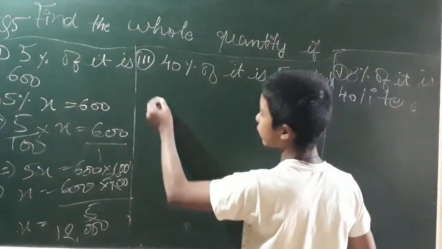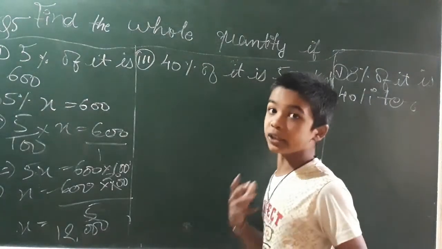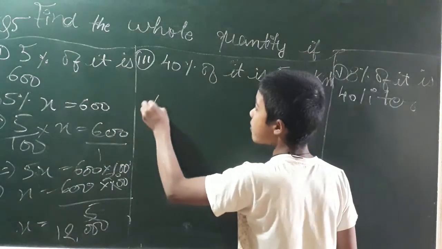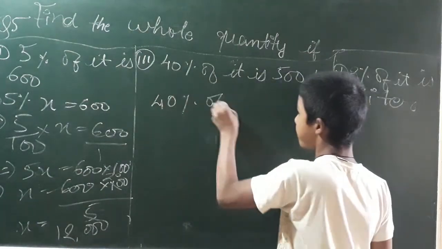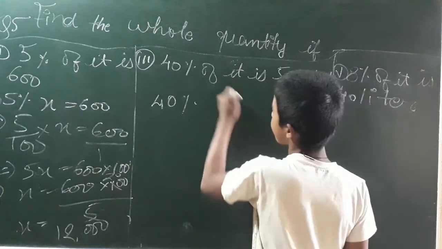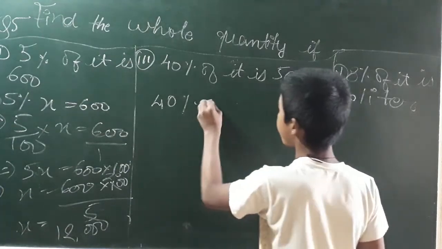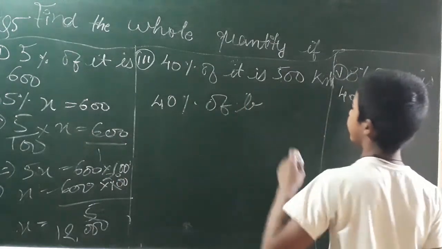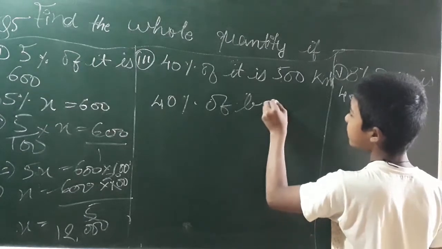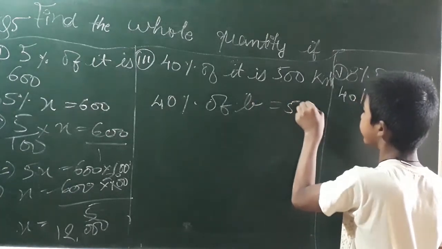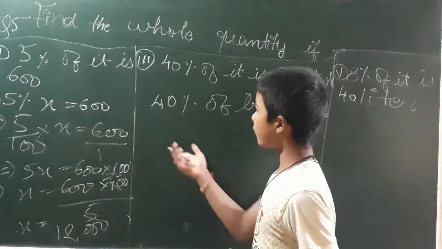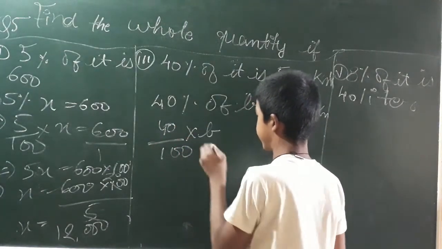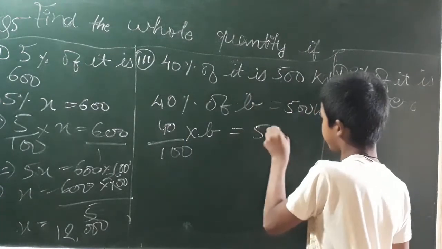Now the third number is 40%. This time I will suppose the whole quantity is b. So 40% of b is equal to 500 kilometers. And 40% is 40 upon 100 multiplied by b, which is equal to 500 kilometers.